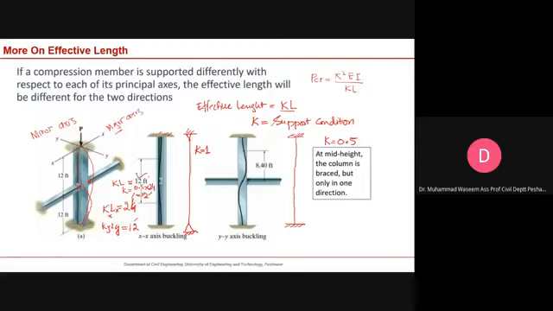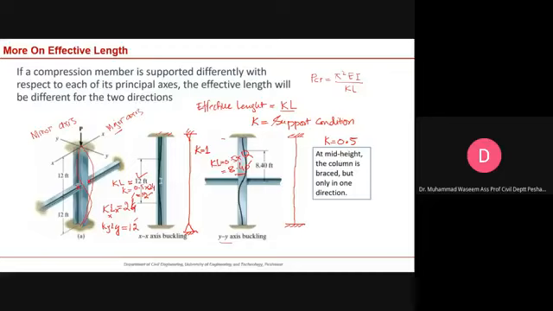Similarly, over here, the support conditions are fixed. We know that this length is about 12 feet, and this is about the y-axis. So the K value is 0.5. If you multiply 0.5 with 12, you will get 8.4 feet.